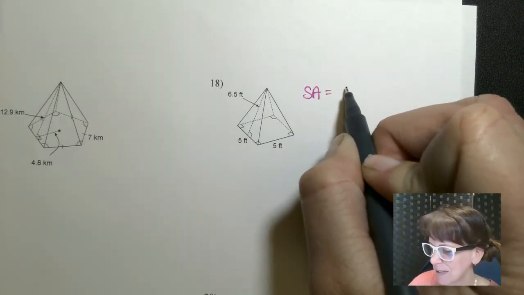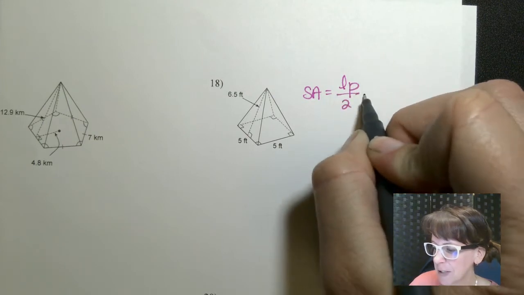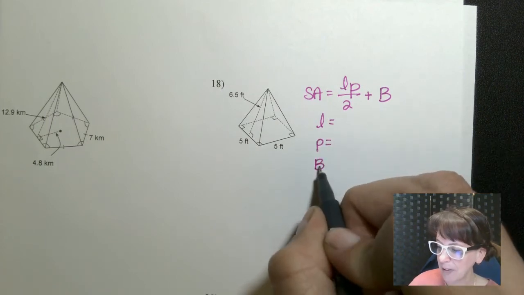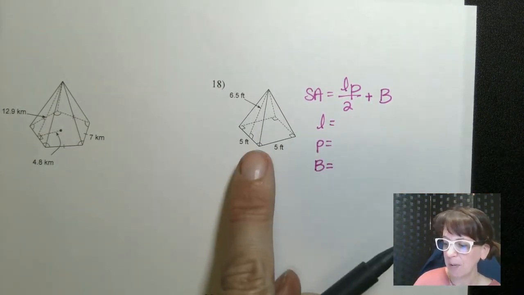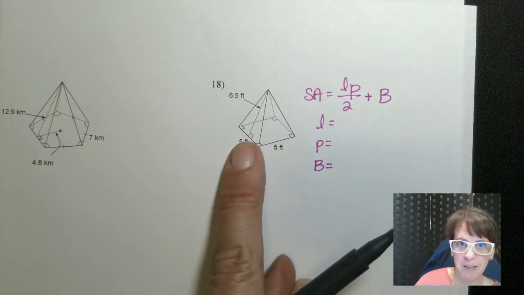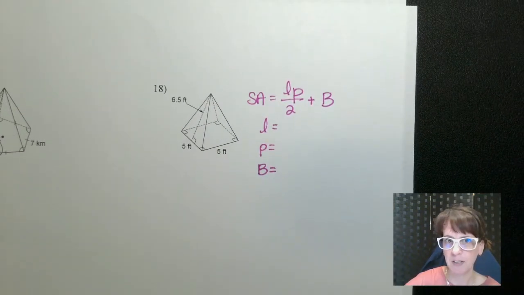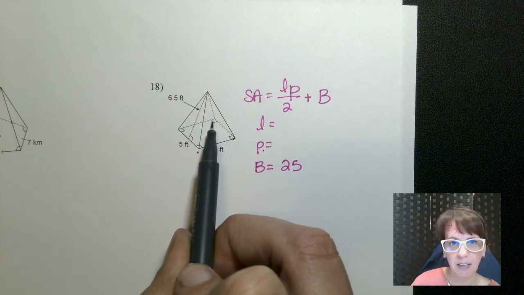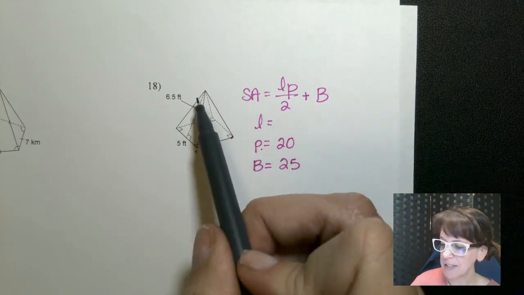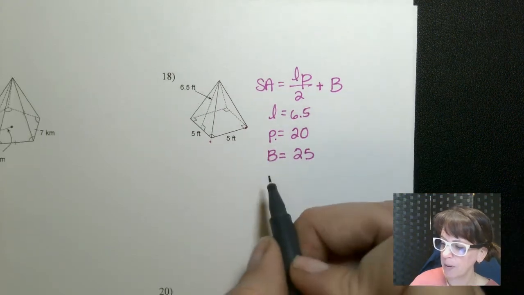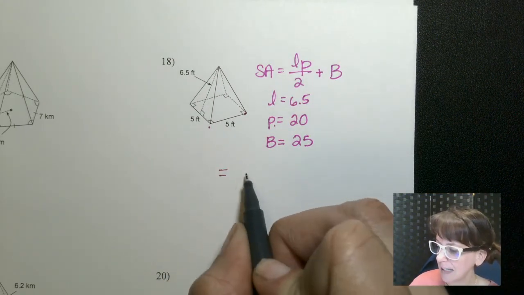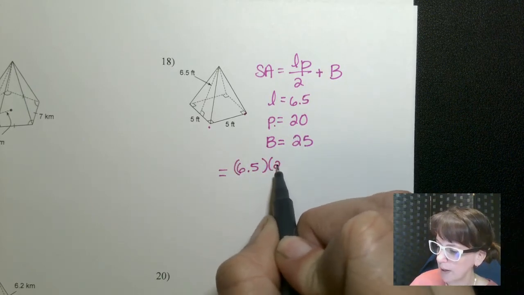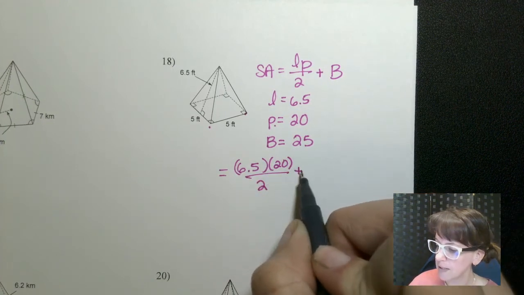So surface area equals slant height times perimeter divided by 2 plus the area of the base. So in this case, we have our slant height, we have our perimeter, and we have the area of the base. Now, what we're going to do is find the area of the base, which is a square. So we do 5 times 5, which gives us 25. And then our perimeter is 5 and 5 is 10, plus 5, we get 20. And our slant height is 6.5. So the way we would use this formula is the slant height, which is 6.5, multiplied by our perimeter, which is 20, divided by 2, plus 25.